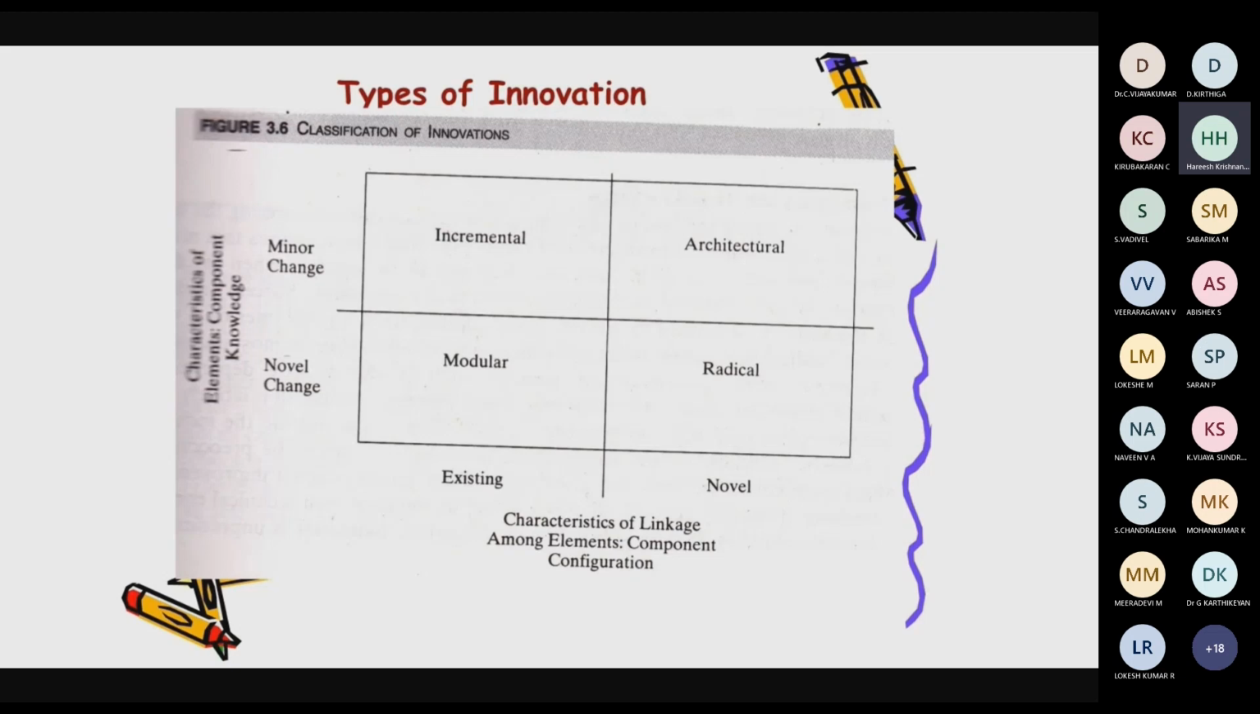And in the case of process technology, the quality circle we can take as a process innovation. And next one is where we have the existing components and configuration, but there are very small changes, some updates in the knowledge we are adding.